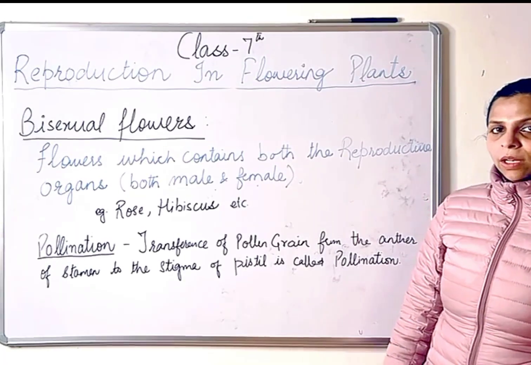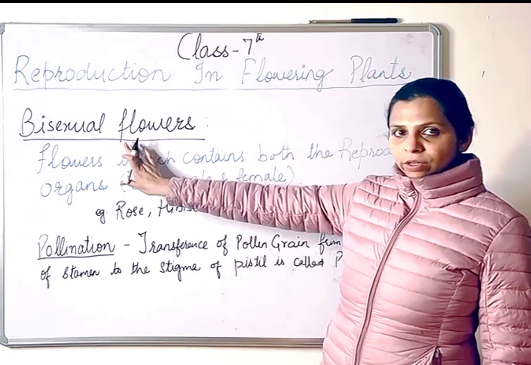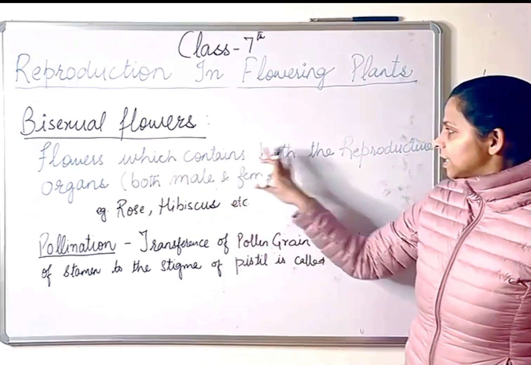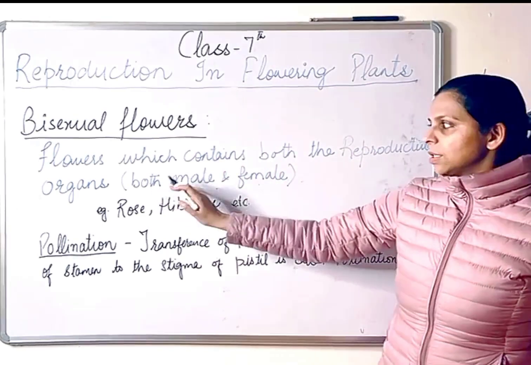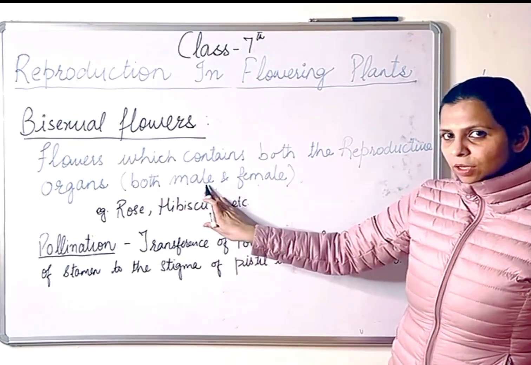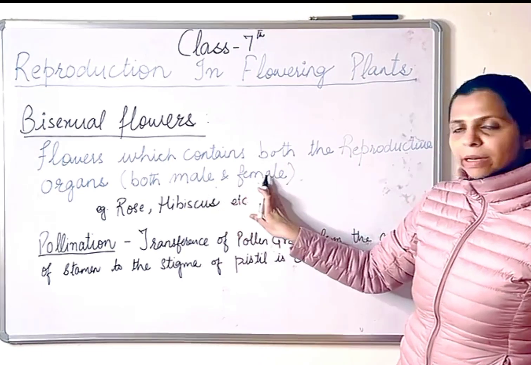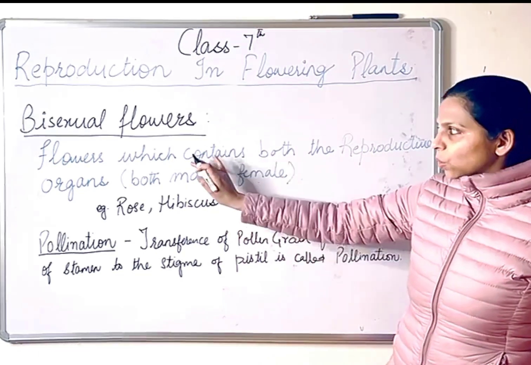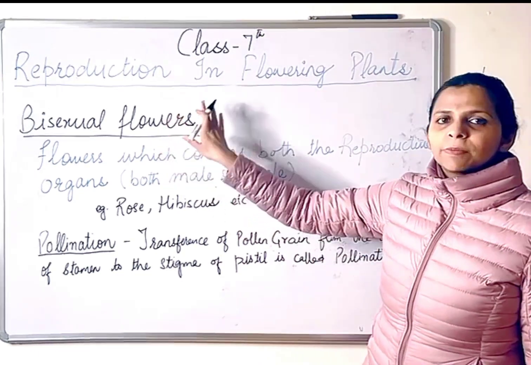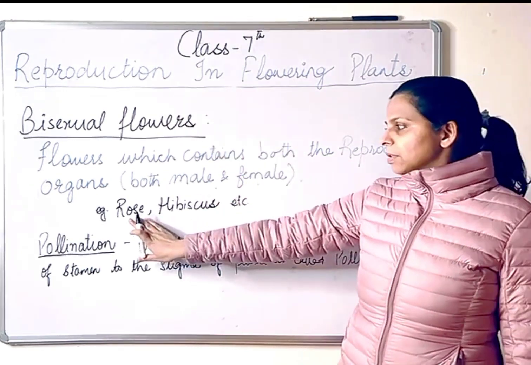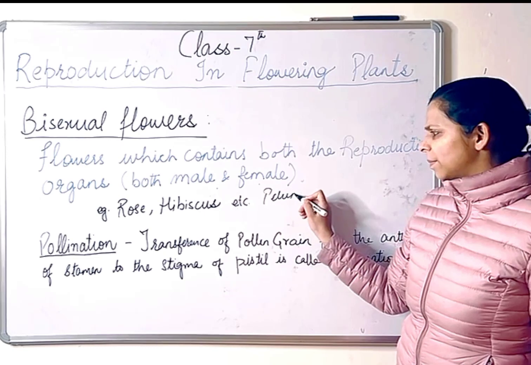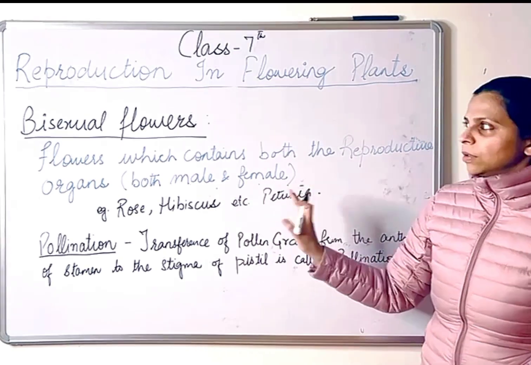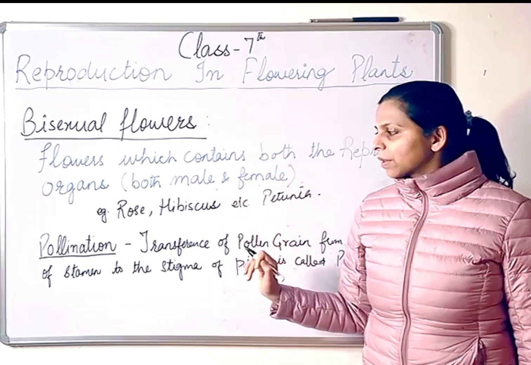Now the bisexual flowers. The definition you can write: flowers which contain both, bi means two, both the reproductive organs, the male reproductive organ, stamen, and the female part called pistil. When both are in the same flower, they are called bisexual flowers. Examples: rose, hibiscus, you can write petunia, and there are so many. So these are bisexual flowers.